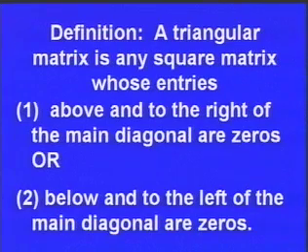Okay, so I have to start with a square matrix. Then I look at the main diagonal. If all the entries above and to the right, or all the entries below and to the left of that main diagonal are zeros, then it's called a triangular matrix. So a triangular matrix is a square matrix. Seems pretty strange, doesn't it?